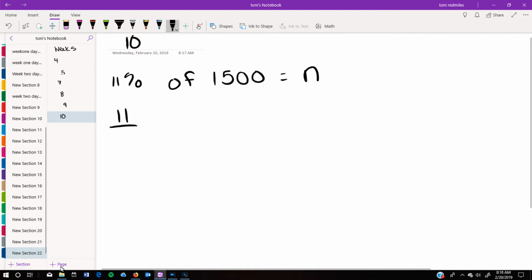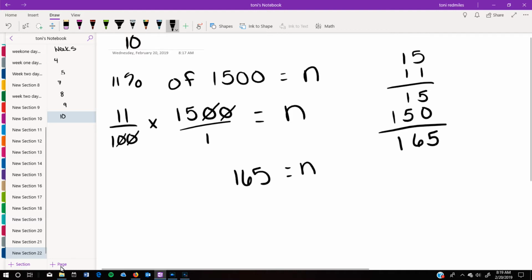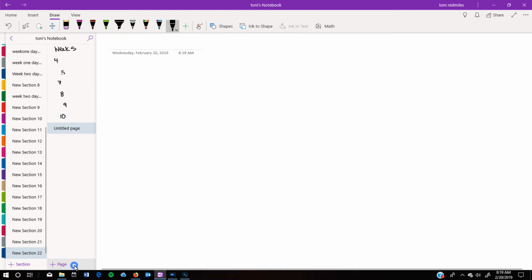So I'm going to do it this way, because I can use a skill called cross-canceling. I can cancel these zeros with these zeros, okay? And that's just going to make it a lot easier. I'm trying to give you guys some tips, some strategies to go faster. That's part of what this class is going to do in this chapter. So if there's 1,500 and 11% of them are defective, 165 are defective.